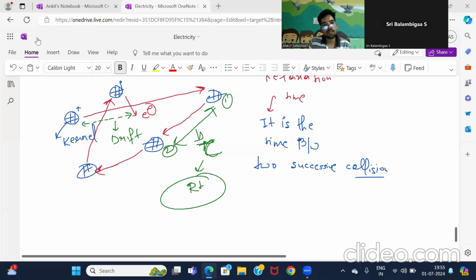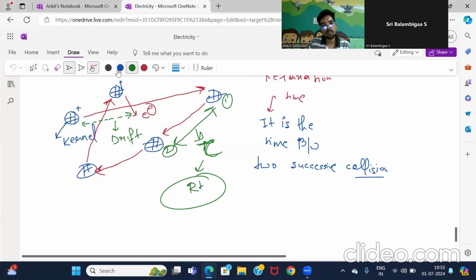What I have explained actually is in between two successive collisions. This is one kernel, the next kernel. In between two kernels, whatever is the time for which the electron is relaxed, that is relaxation time.